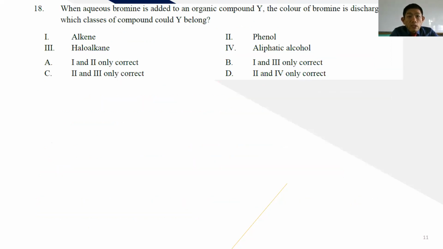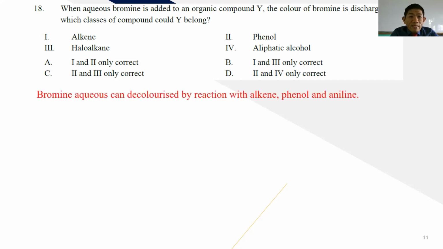Number 18, when aqueous bromine is added to organic compound Y, the bromine color is discharged. To which classes could Y belong? As I mentioned just now when explaining number 10, there are two things which can decolorize bromine. Either it is an alkene or it is a phenol. So the most obvious answer here is 1 and 2. So the answer is A.